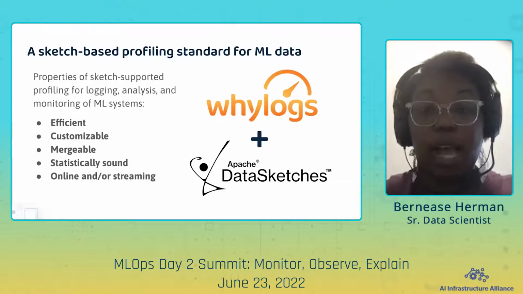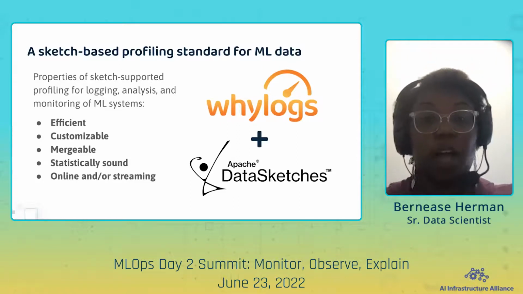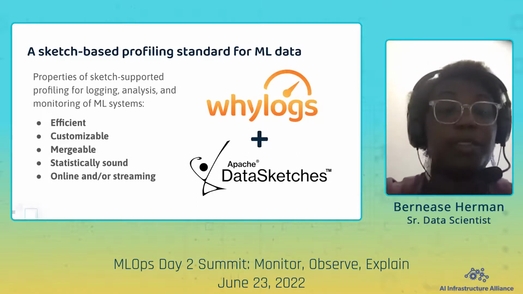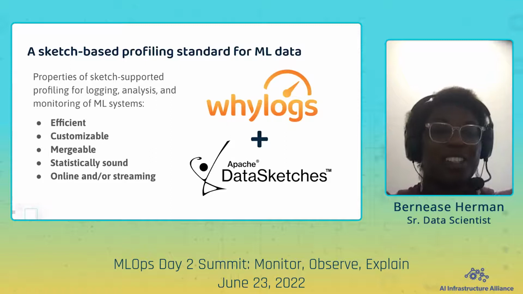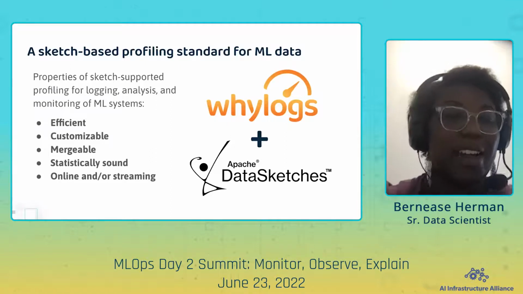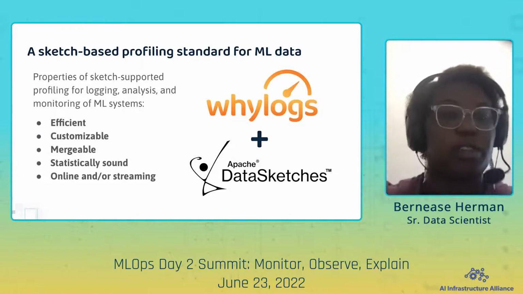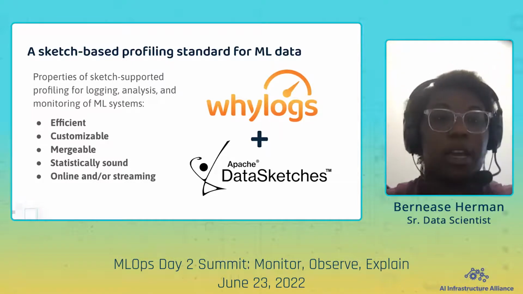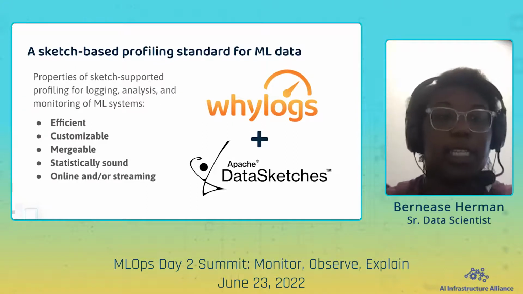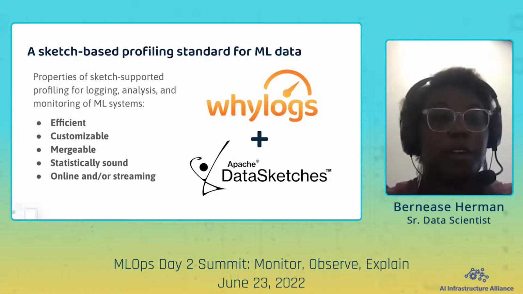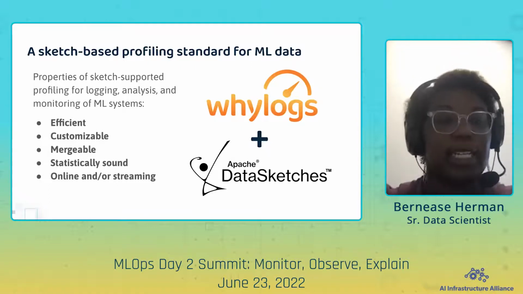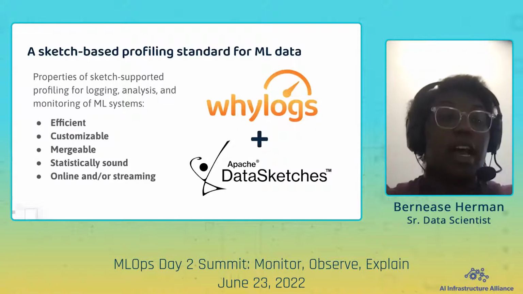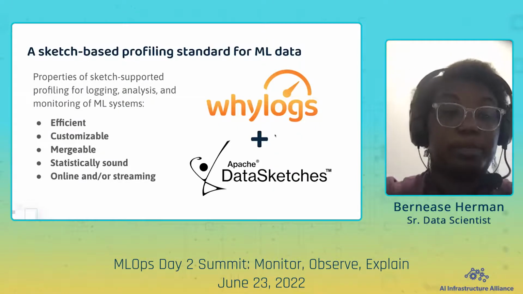So this is why we came up with whylogs and why we use Apache DataSketches, and the entire field of data sketching is a strongly supported academic area, with lots of rigorous research. And there's a lot of great properties that are really necessary to do production machine learning observability and monitoring correctly. So efficiency, customizability, mergeability, which Danny mentioned, but also being statistically sound, having those error bars, and working for online and streaming data.